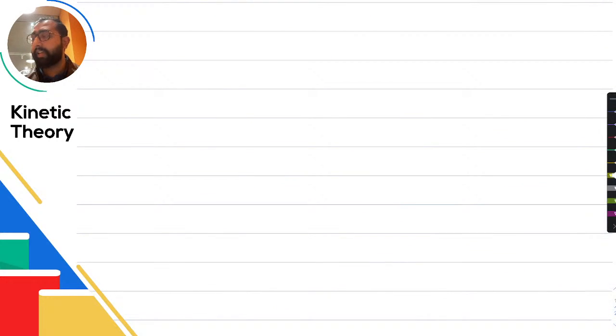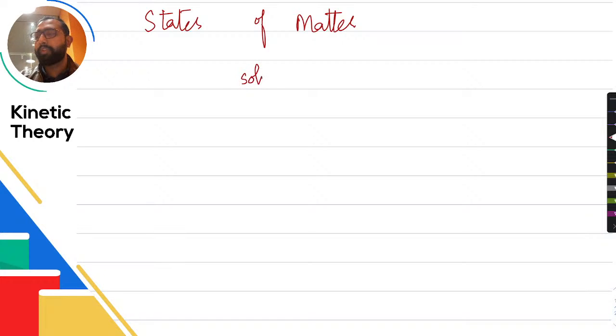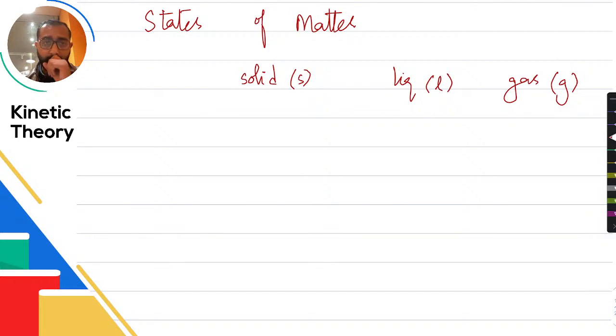So the first thing that kinetic theory tries to explain is states of matter. This word states, sometimes we replace it with phase, and that is similar. We usually represent them in parentheses. So there is solid, liquid, and gas. For solid, we usually write (s), for liquid (l), and for gas (g). That is what we write in chemical equations. You might have seen them. Now, how are these three things different?